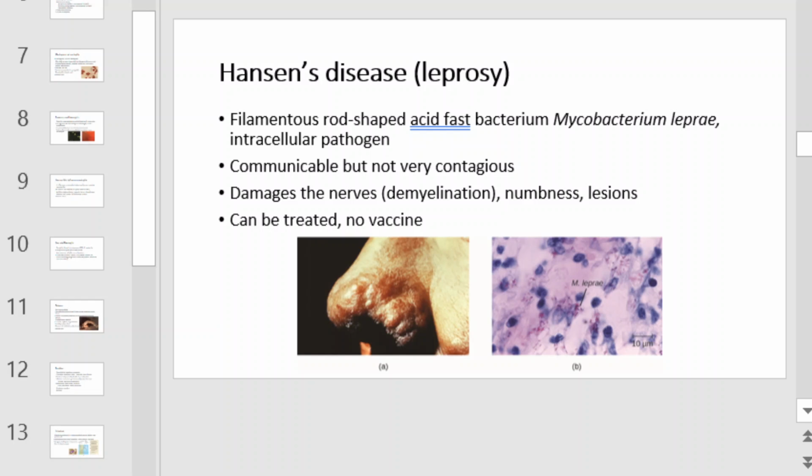Hansen's disease, or leprosy, is caused by a filamentous, rod-shaped, acid-fast bacterium, Mycobacterium leprae, which is an intracellular pathogen. It is communicable but not very contagious, and will ultimately damage the nerves of the patient, causing numbness and lesions. It can be treated, and there is no vaccine.